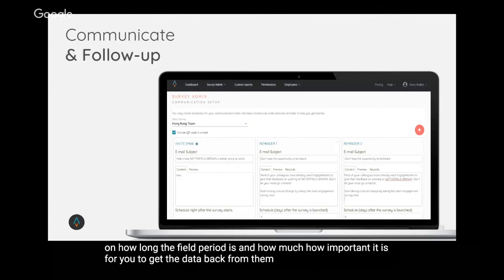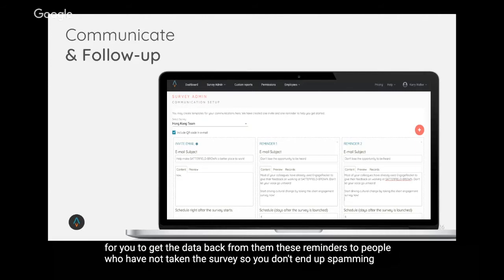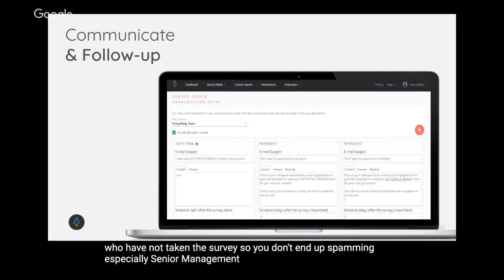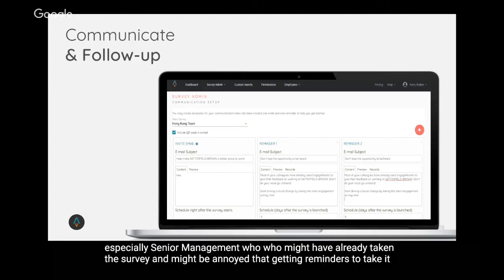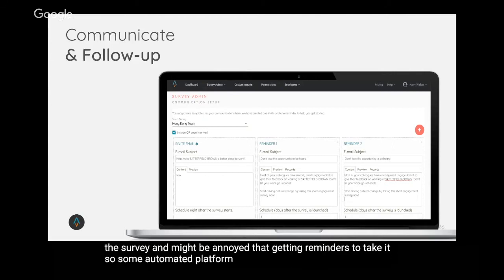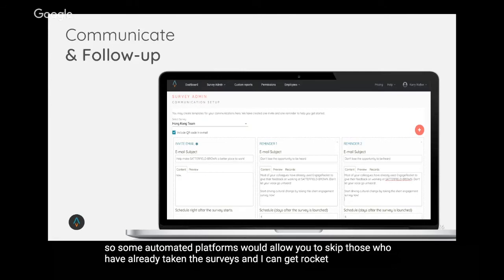Ideally, you'd only send these reminders to people who have not taken the survey, so you don't end up spamming, especially senior management who might have already taken the survey and might be annoyed at getting reminders to take it. So some automated platforms would allow you to skip those who have already taken the surveys, like EngageRocket.